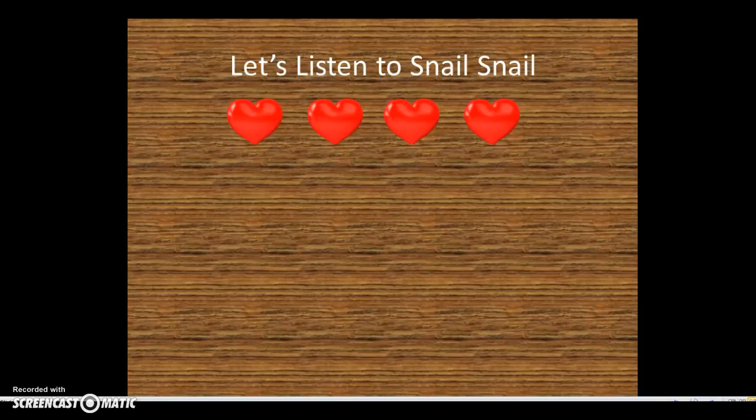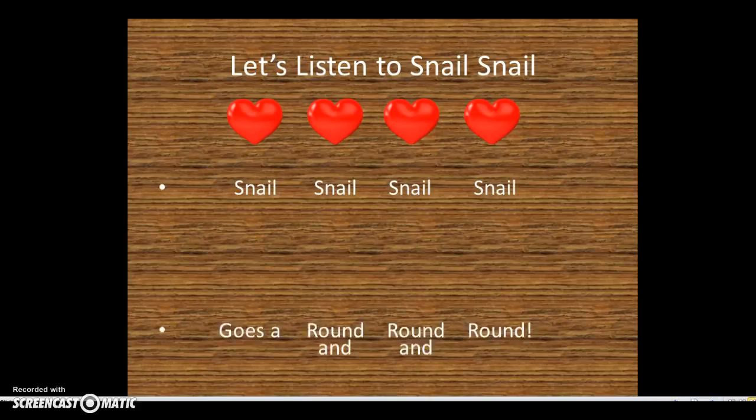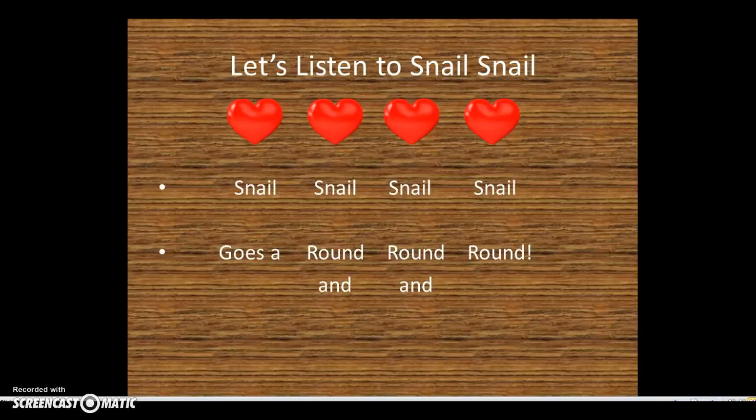Let's listen to it again with our heartbeats. Let's clap. Snail, snail, snail, snail, goes around and round and round. Good job. Let's look at it with words. Snail, snail, snail, snail, goes around and round and round.